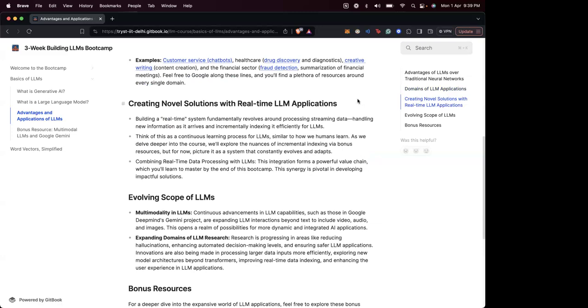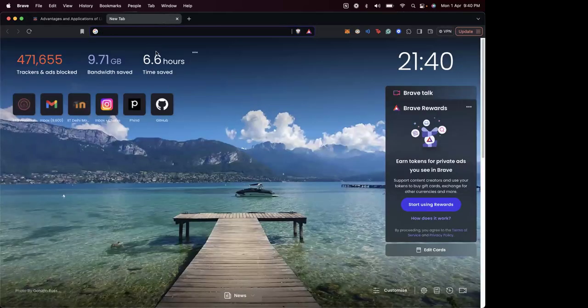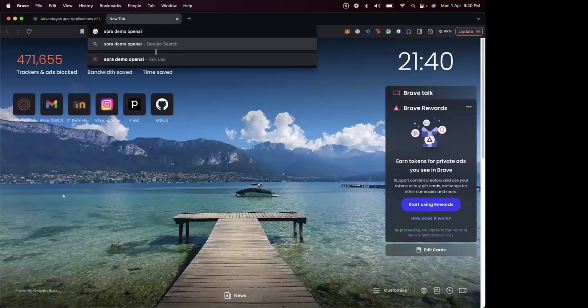OpenAI has come up with Sora, for example. Sora is this cutting-edge model that generates videos, full-fledged, actual movie-grade videos, from simple prompts. So I can show you something like this. Sora demo OpenAI, right?